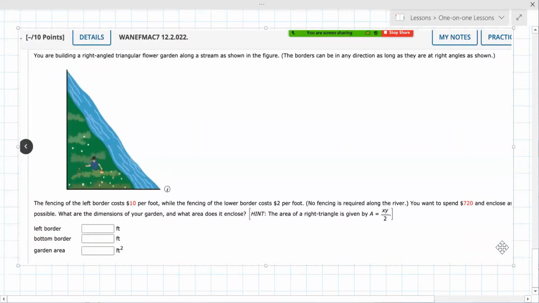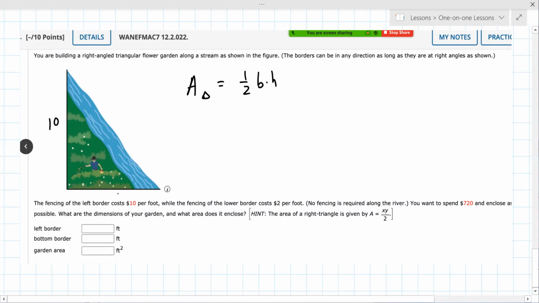Okay. We got a triangular flower garden, which is weird because I don't know that anyone's ever done this, but they've shown this here. The area of a triangle is 1/2 base times height. They tell you the fencing on the left border, which we're going to call H up here, or we can switch to X and Y, but that's 10. And the lower one here is 2. And no fencing is required along the river. And you want to spend no more than $720 to enclose an area as large as possible.